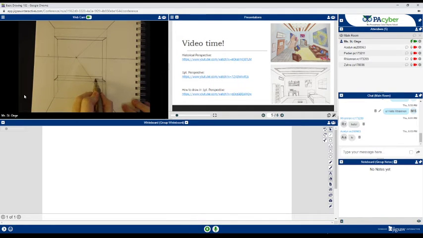I also have a sink. So I'm drawing that ellipse right here. And then I do have some other things on my counter, but I'm not going to worry about it much. But hopefully you guys can tell that this is the sink. We've got the faucet right here.